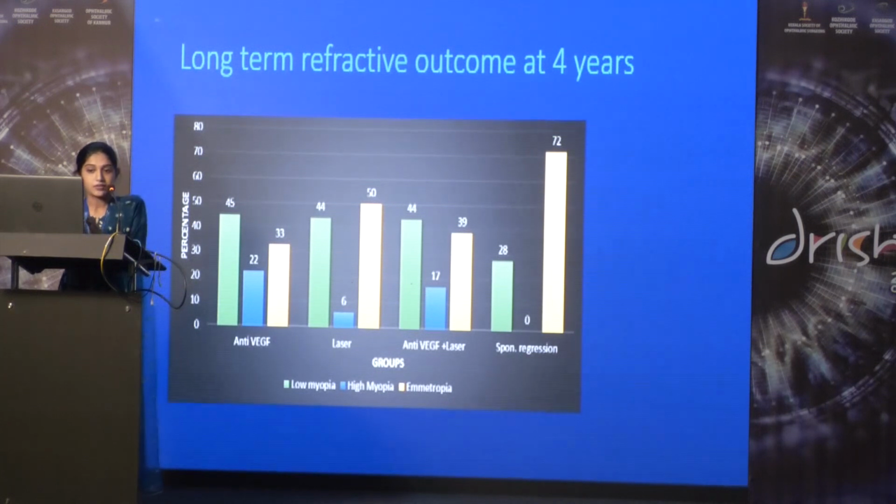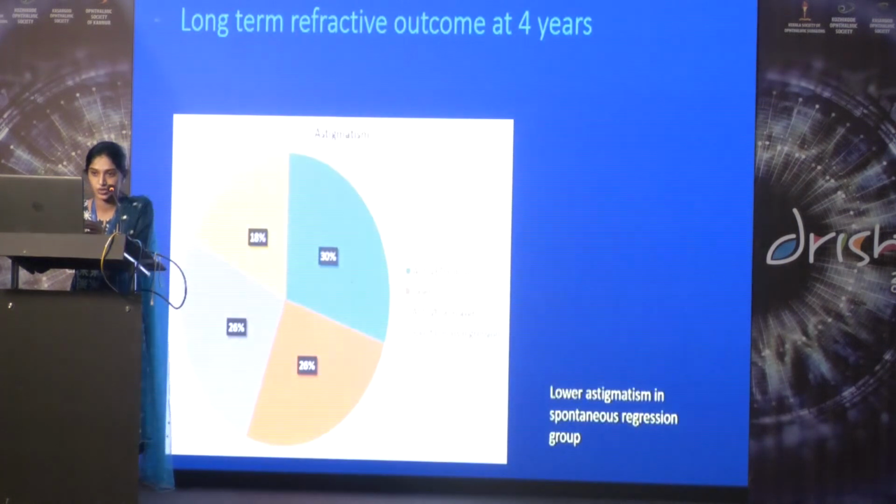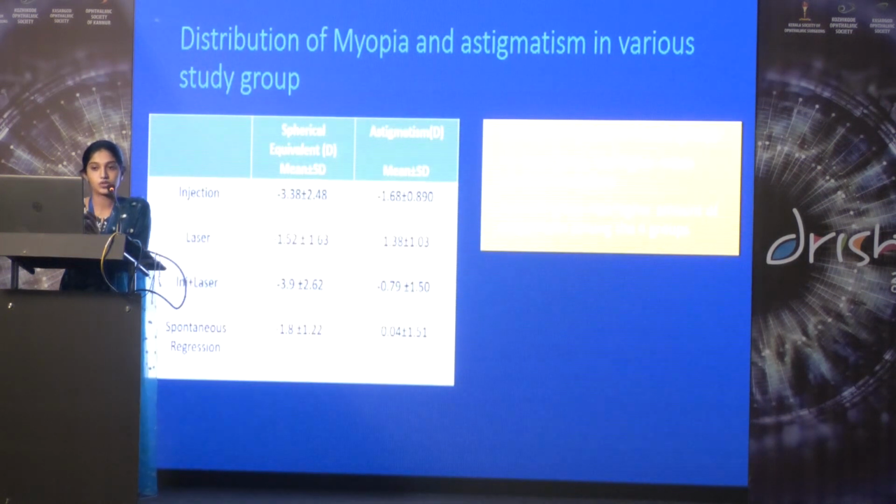We also categorized the infants based on refractive outcome into low myopia, high myopia, and emmetropia, and we noted that high myopia was more in the anti-VEGF alone group, followed by the anti-VEGF and laser group. There was no instance of high myopia in the spontaneous regression group, which also had the highest number of emmetropes. Astigmatism was highest in the anti-VEGF alone group and lowest in the spontaneous regression group. When we looked at the myopes among the 4 groups, the injection combined group had a higher spherical equivalent, and astigmatism was more in the injection alone group.